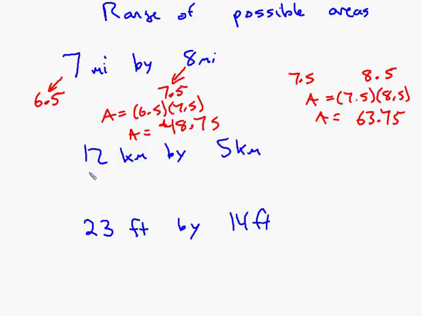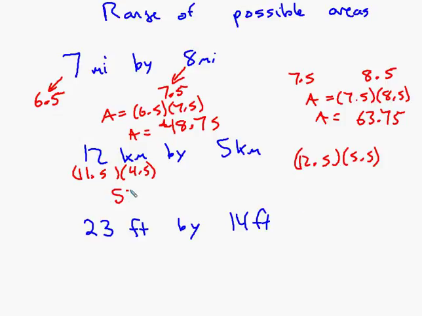Okay. What's the smallest this could be? 11.5, and on the high end, 12.5, right? And this one, the low end, 4.5, and on the high end, 5.5. So greatest possible error, you're just adding or subtracting that one extra decimal place.